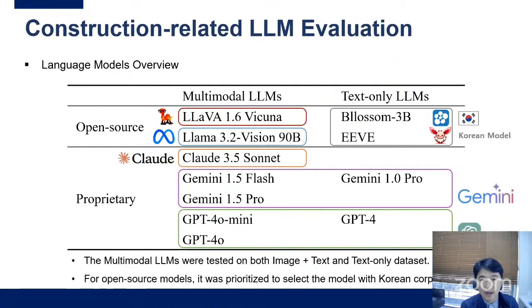The following slides present the LLM models used in our evaluation. We tested widely used models, including ChatGPT from OpenAI, Gemini from Google, Claude, and Llama and Lava from Meta. Additionally, we included Korean specialized models such as Eve and Blossom.